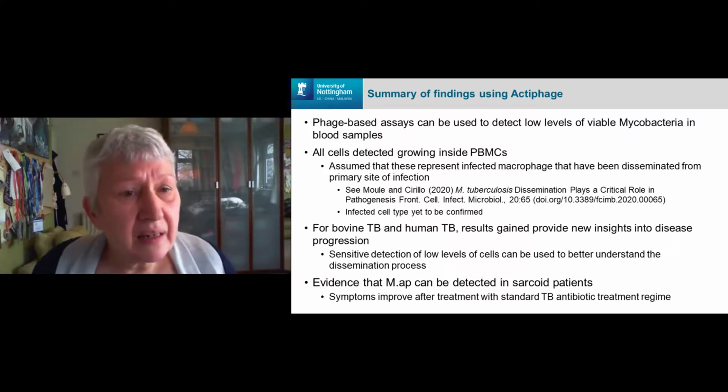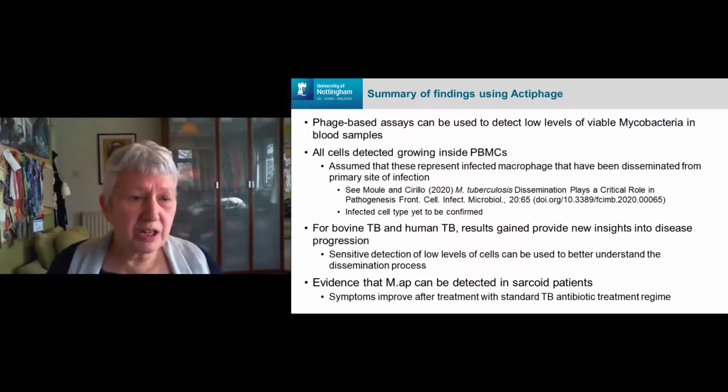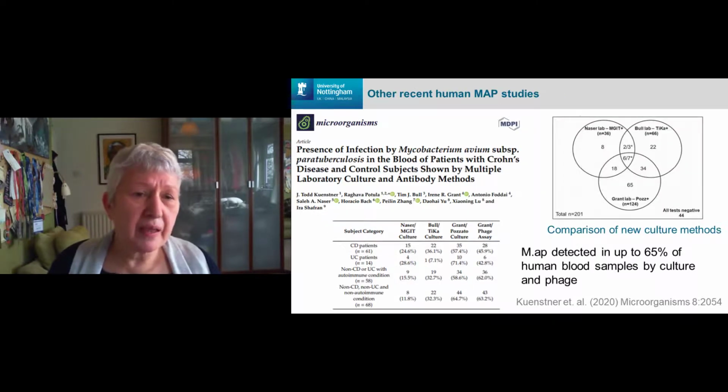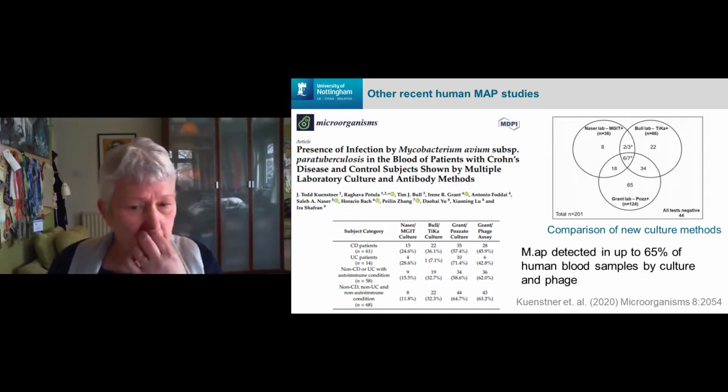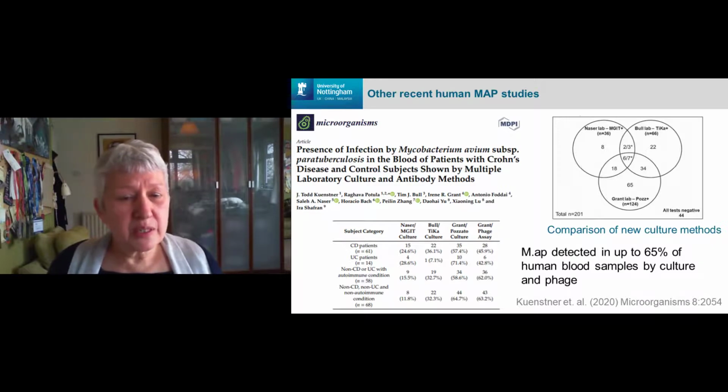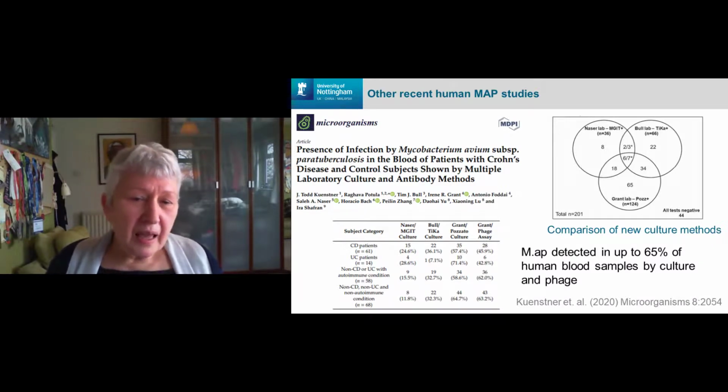So that's me done. Just before I finish, I want to flag up a paper that has come out this year. Okay, it's 2020. In fact, I think that's 2021. I think that might be an error. But this is another group, a worldwide collaboration, where they've been looking at different methods to look for paratuberculosis in blood, primarily using culture. And they did find a lot of positive samples.